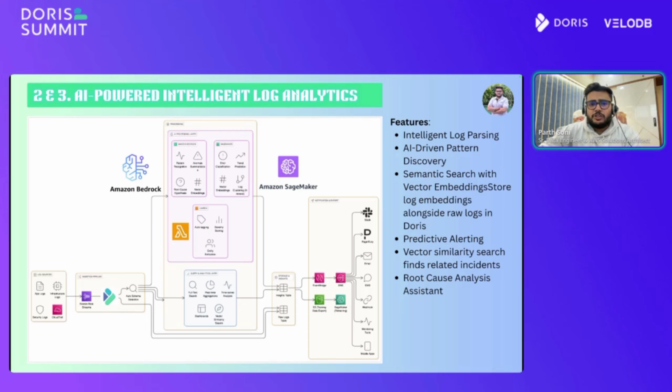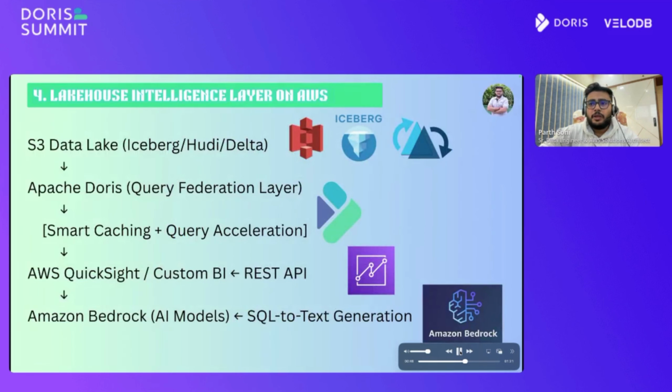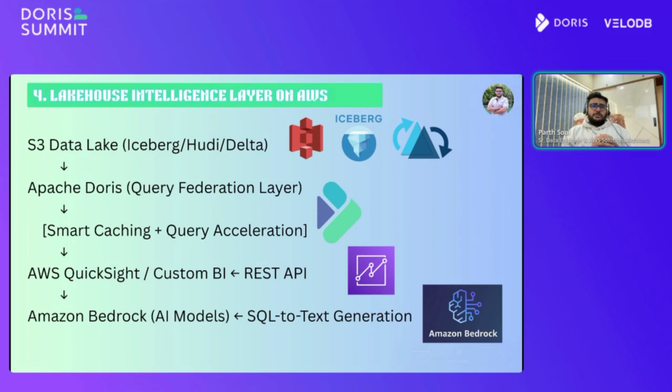Okay, so I'll jump on to the next architecture here. Great. I'll keep this shorter because of the time constraint. We call it the lakehouse intelligence layer. We added intelligence everywhere because we integrated AI within it, and it's really intelligent.